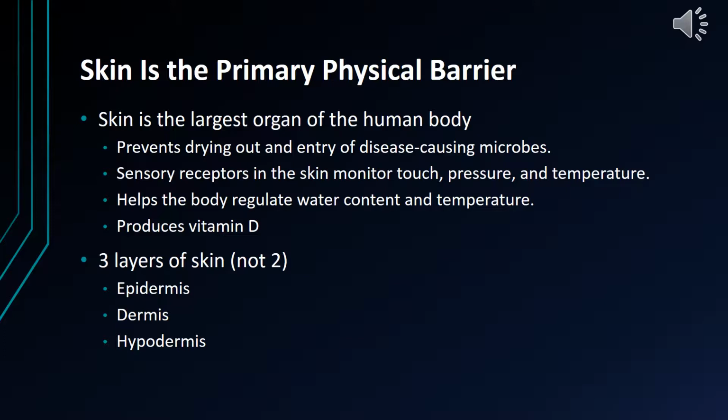There are actually 3 layers of skin, even though your book makes it sound as if there's only 2. But these 3 layers include the epidermis, the dermis, and the hypodermis. And the hypodermis was formerly called the subcutaneous layer, but that term has since been replaced with the term hypodermis because it's just more accurate this way.